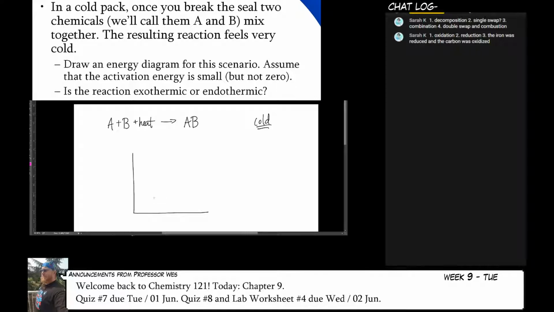So that means that our reactants will be lower in energy than the products. And we can draw a little hump in the middle there. Here's our activation energy. This is probably much taller than it needs to be, but that's okay. And then this would be the heat absorbed by the reaction.